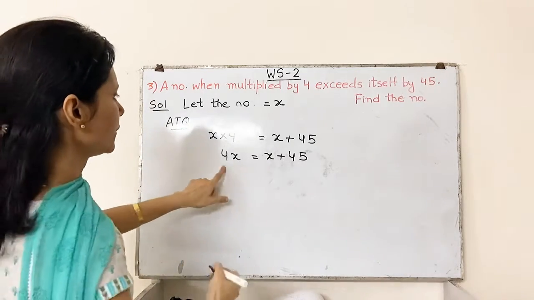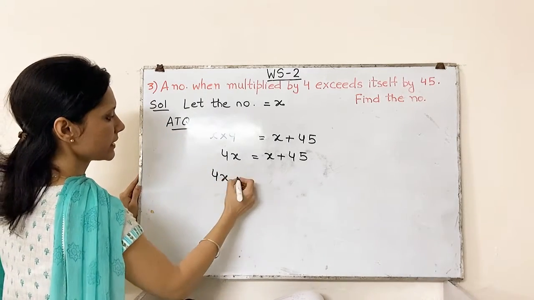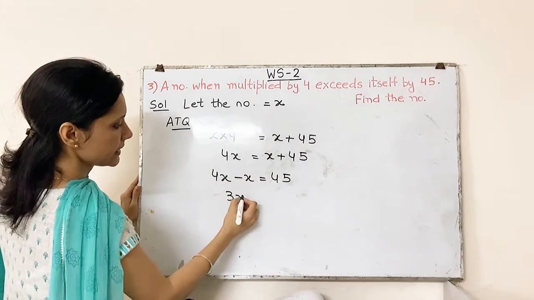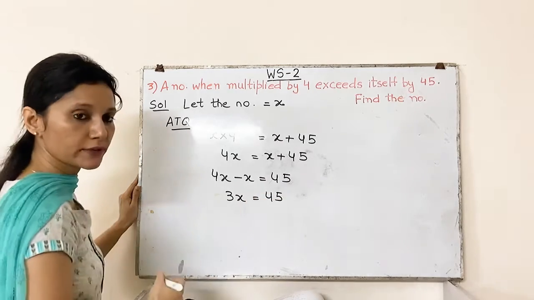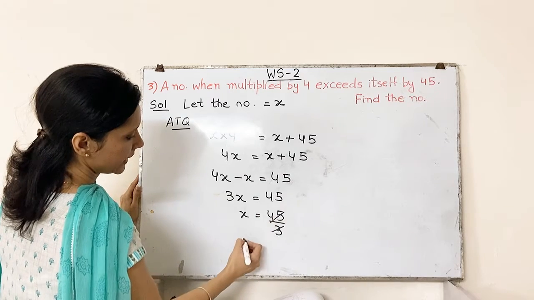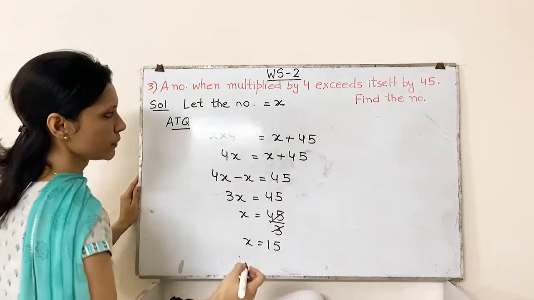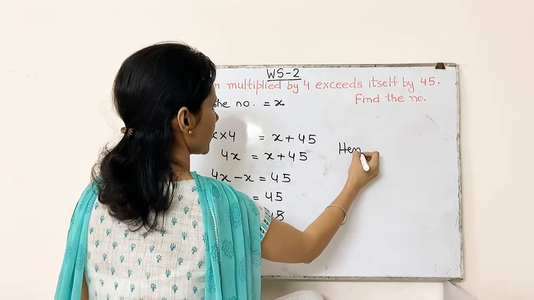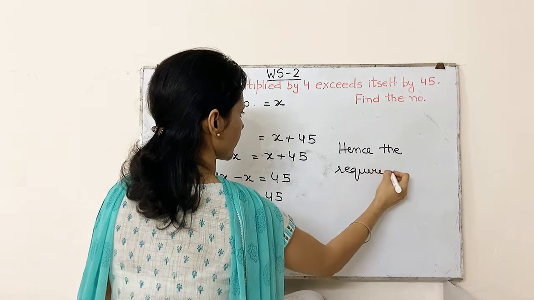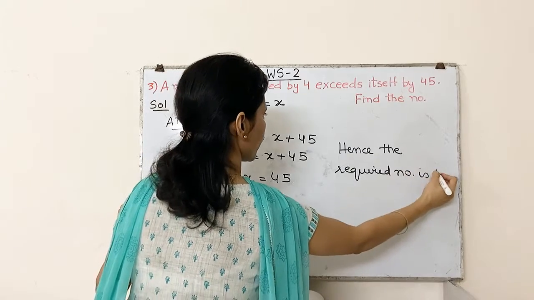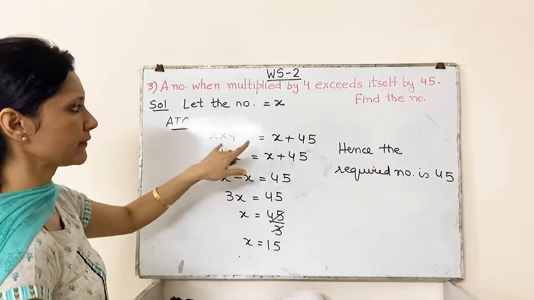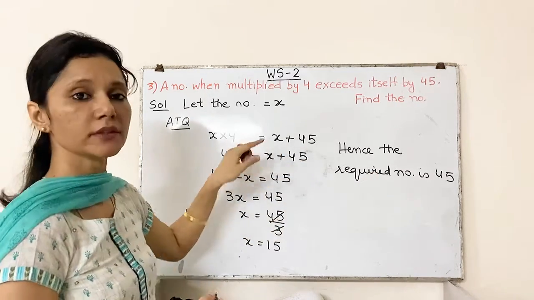Now let's bring the term with x to the left hand side. So 4x minus x is equal to 45. 4x minus x is 3x is equal to 45. So x is equal to 45 upon 3, that is 15. So we'll say hence, the required number is 15. And you can check the answer by putting the value of x in the left hand side as well as in the right hand side of the linear equation.